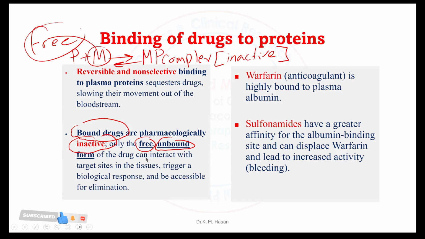The question here: which part of the medication will be active? The binding to the protein or the free drug? The free drug will be the active one. The free drug is able to cross the tissues to trigger a biological response and is eliminated by glomerular filtration.